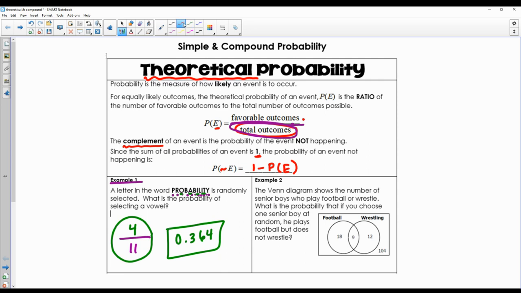This time, this is a Venn diagram, so we're going to kind of go through it. But this Venn diagram right here shows the number of senior boys who play football or who wrestle. So this is everything inside this lovely little box here. That's the number of senior boys at our school. So it says, what's the probability if you choose one senior boy at random that he plays football but does not wrestle? So let's talk about how many senior boys total are at this school.